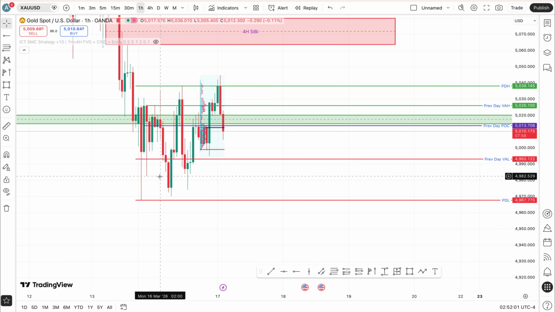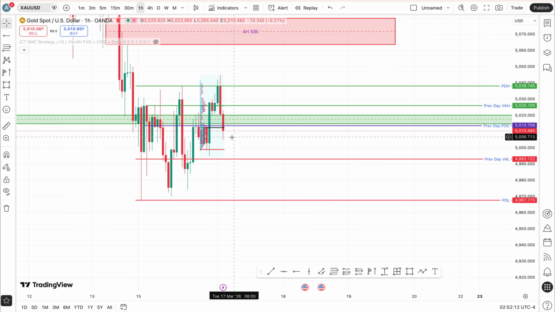So now we consider the major psychological levels. 5,000 has been a very, very heavily influencing level. You can see the number of times the market has been at that level and not been able to break in either direction, right? If it moves up, it comes back here, and if it moves down, it is moving back to the 5,000 level. So round numbers in gold act as a major liquidity magnet where traders place stops and pending orders. So when a psychological level aligns with a volume profile level or a previous day's liquidity zone, they become even more important.